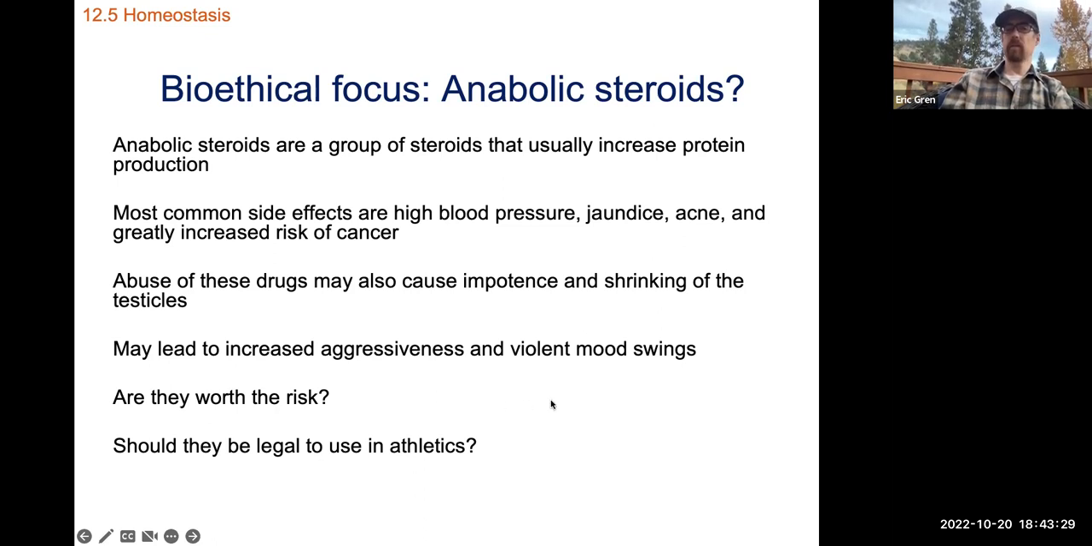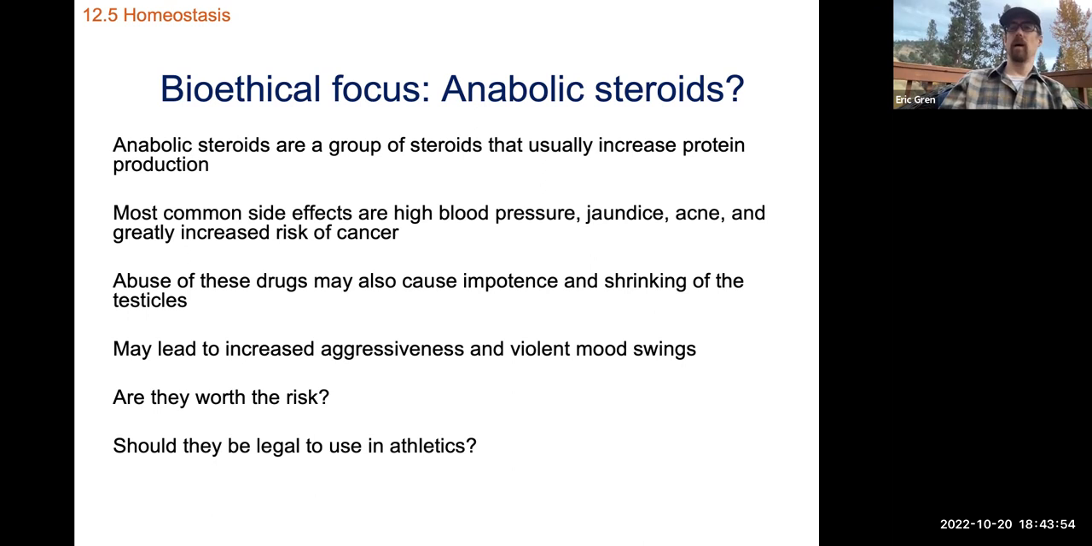Increased aggressiveness, violent mood swings. One of the steroids that's often injected is testosterone. And so if you're using lots and lots of testosterone, testosterone is actually associated with risk-taking, with aggression, right? In addition to increased muscle mass and those types of things. There are some other things that testosterone can do that are much less desirable, right?